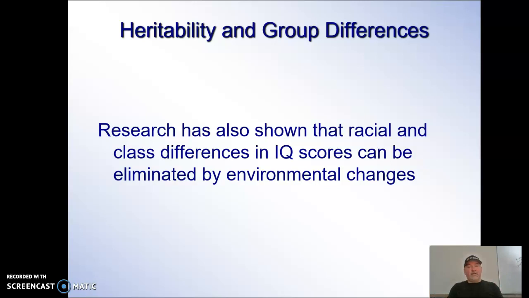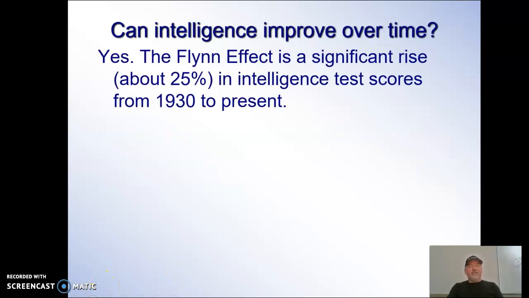I'm not going to get political, but if somebody's being raised in a really bad pot with bad soil and bad light, they're just not going to score well on the intelligence test, and it has nothing to do with their inherent intelligence. Can intelligence improve over time?